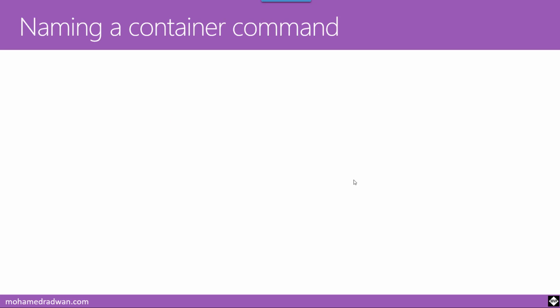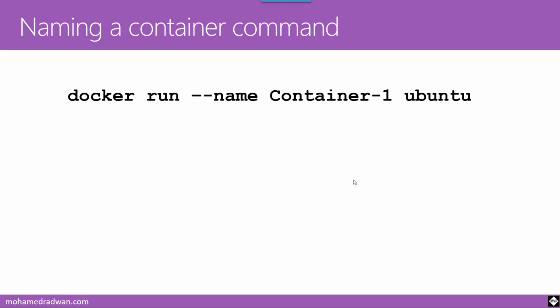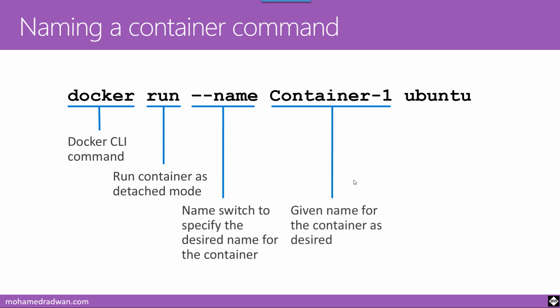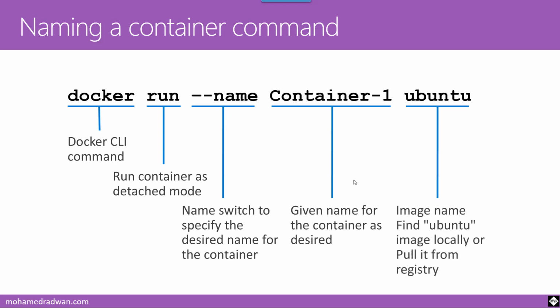Let's see the naming a container command. If I execute docker run --name container1 ubuntu, the run is the same. And here I specify the switch so I can give a specific, desired name to my container, which will be container1. And here will be the image name.